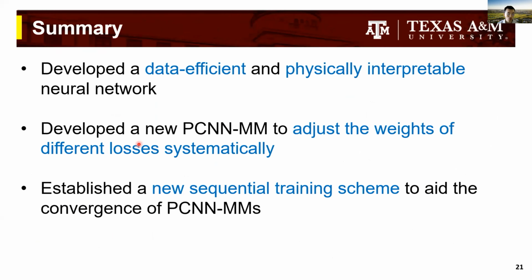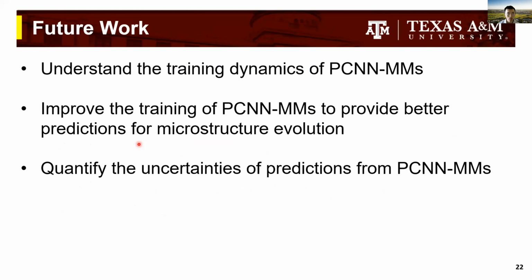To summarize our work, we developed a data efficient and physically interpretable neural network, and we developed a new physical constraint neural network with Minimax architecture to adjust the weights of different losses systematically. And we established a new sequential training scheme to aid the convergence of the physical constraint neural networks.